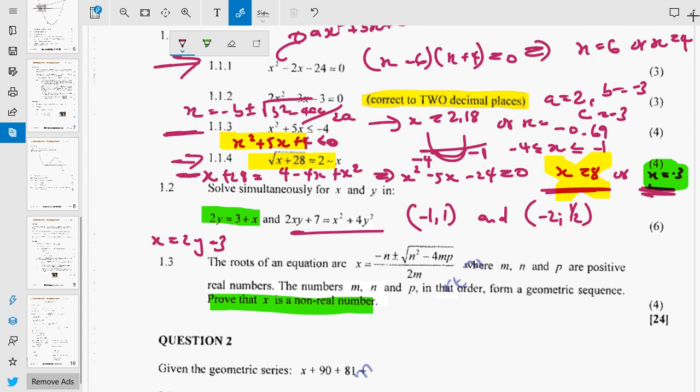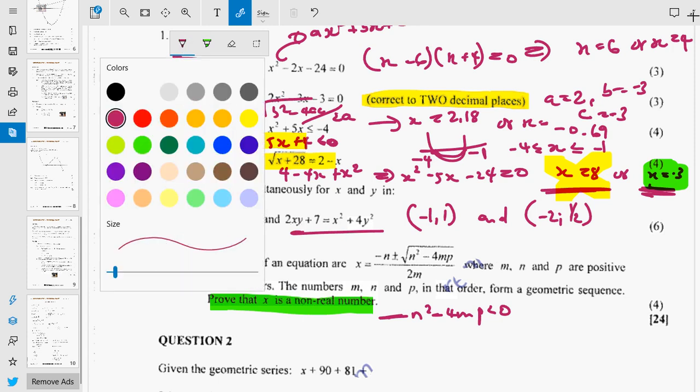If you look at the solution given, x will only be a non-real number if n squared minus 4mp is less than 0. So how can I prove that this is less than 0? Now, you are given something interesting here. The examiner told you that m, n, and p, in the order they are given, form a geometric sequence.